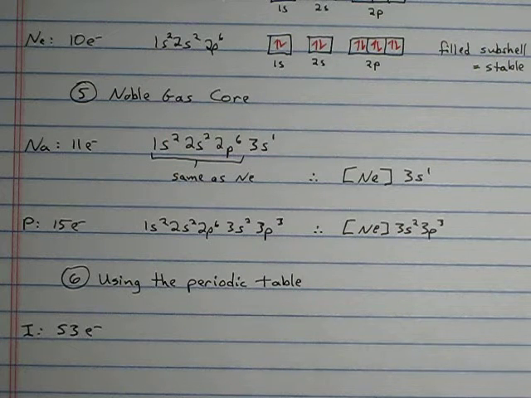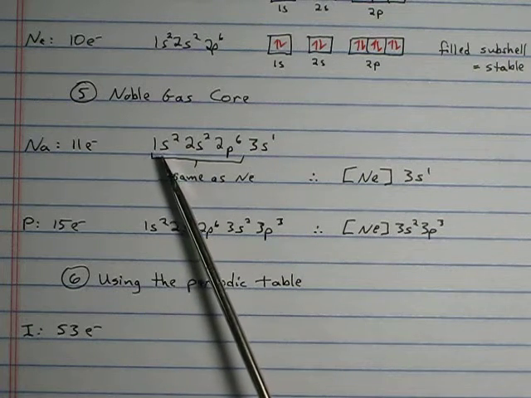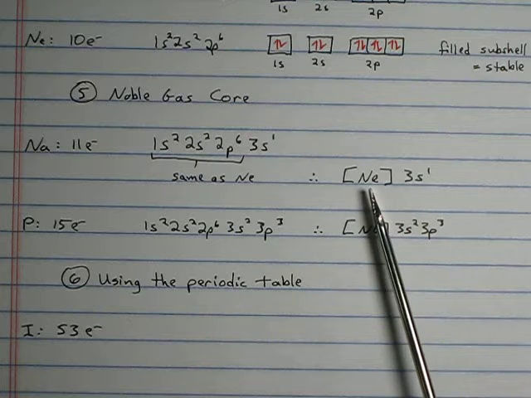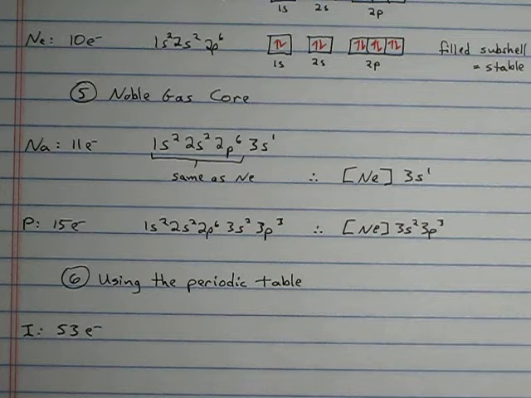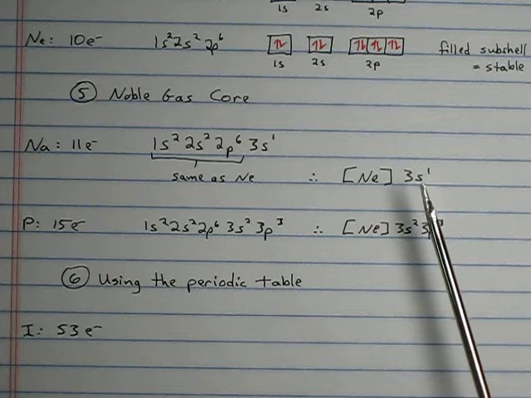So what we're going to do is come up with a little shortcut. We call it the noble gas core shortcut. Whatever element I'm looking at, I'm going to find the closest noble gas preceding that element in terms of atomic number, and I'm just going to write that in brackets. So if we're looking at sodium, the previous noble gas is neon. Instead of 1s2, 2s2, 2p6, I'm just going to put neon in square brackets. And that's going to be neon core 3s1.